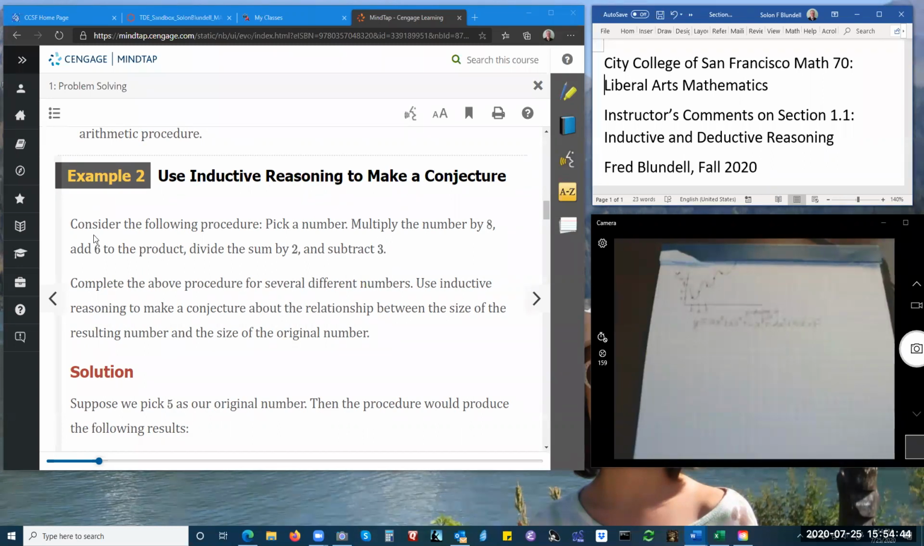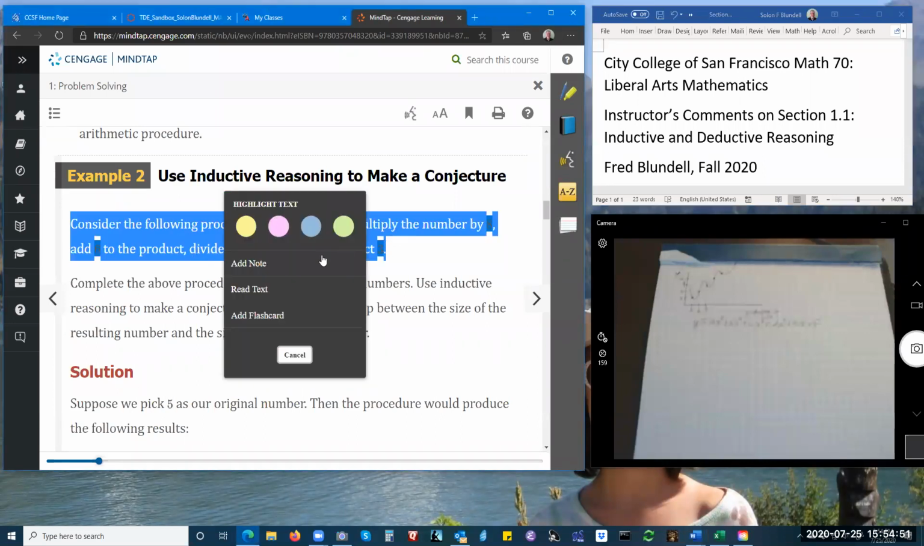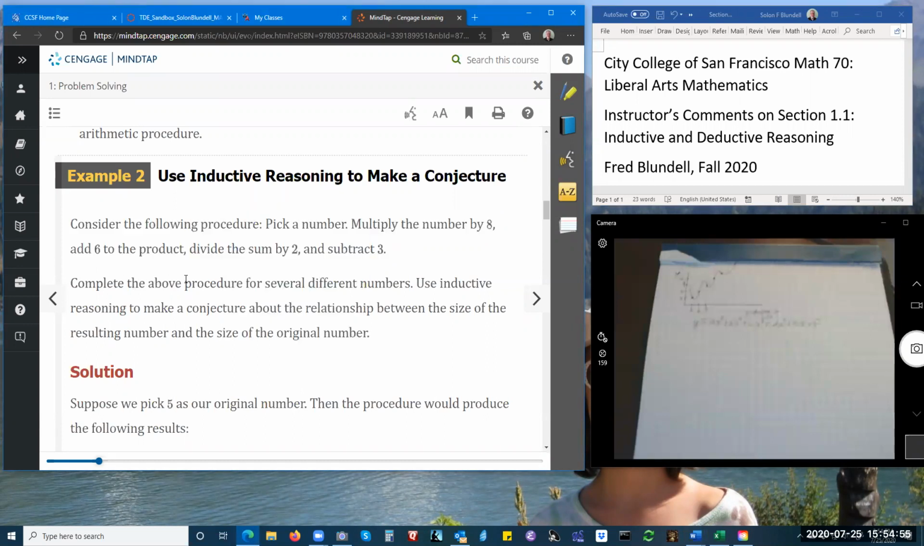So here's their problem here. They have this procedure. Pick a number, multiply it by 8, add 6, divide by 2, and then subtract 3. You go through the procedure, you get a result. And their question is, well, can that complicated procedure be boiled down to some simpler relationship that's easier to state?